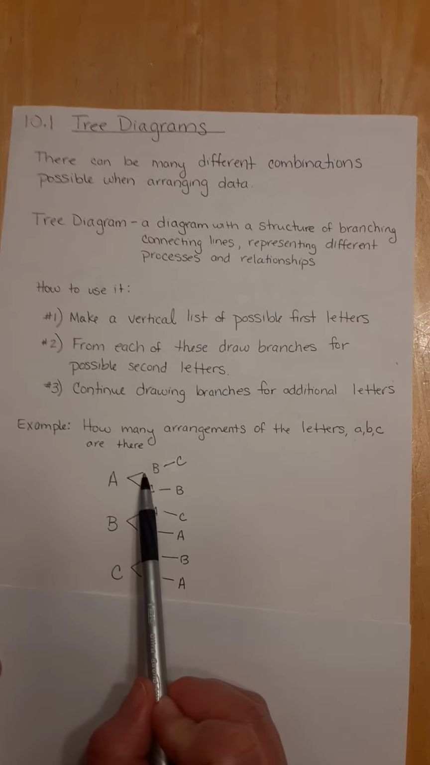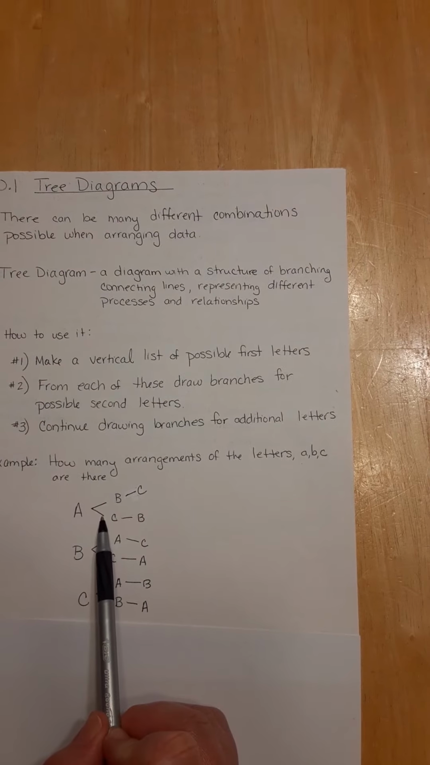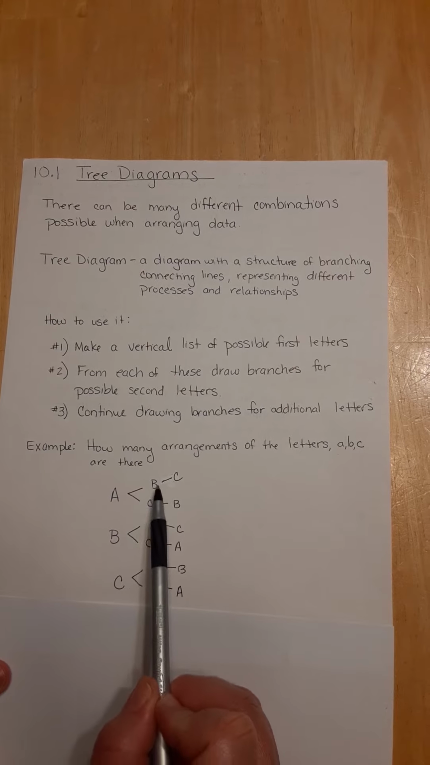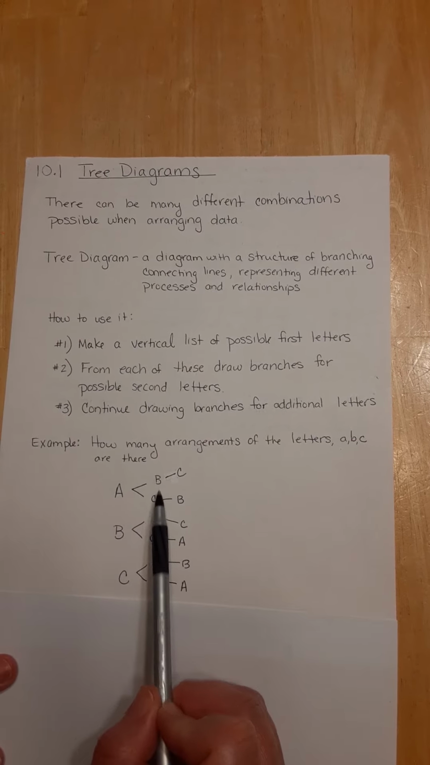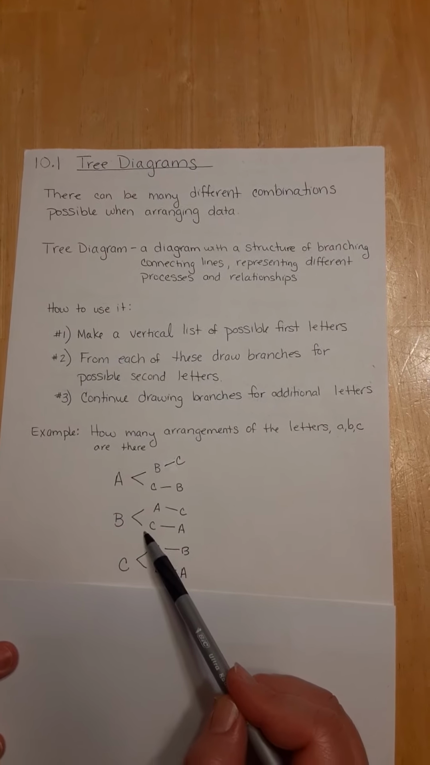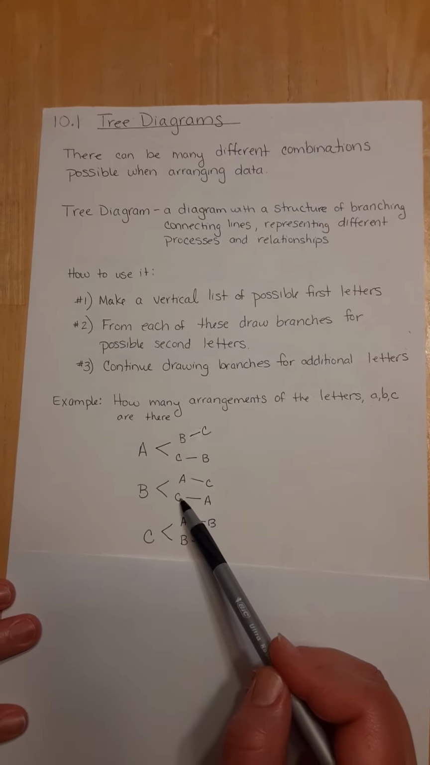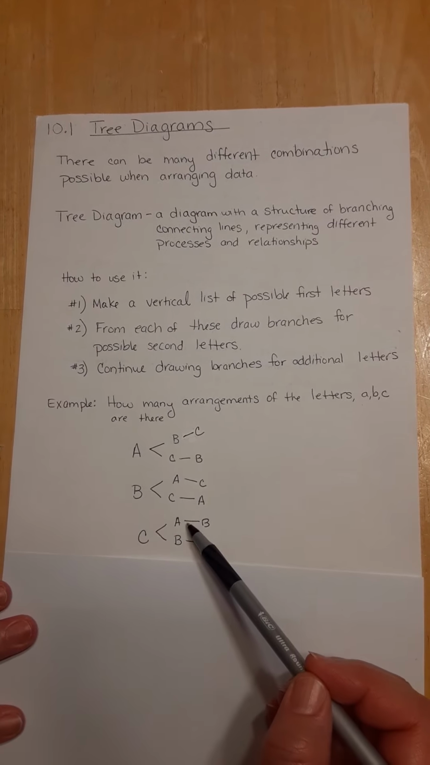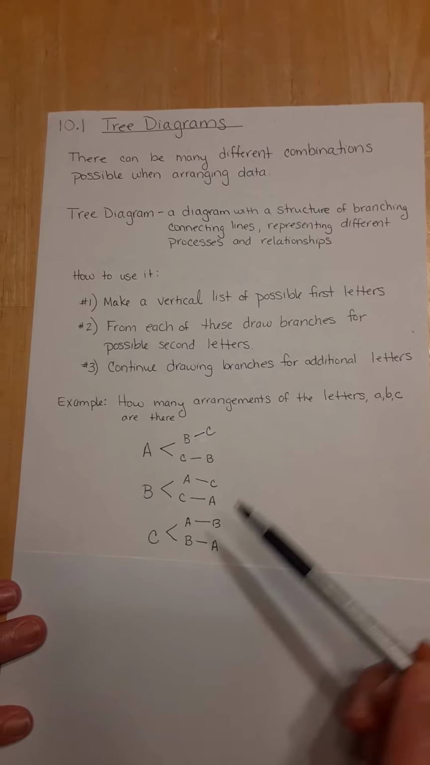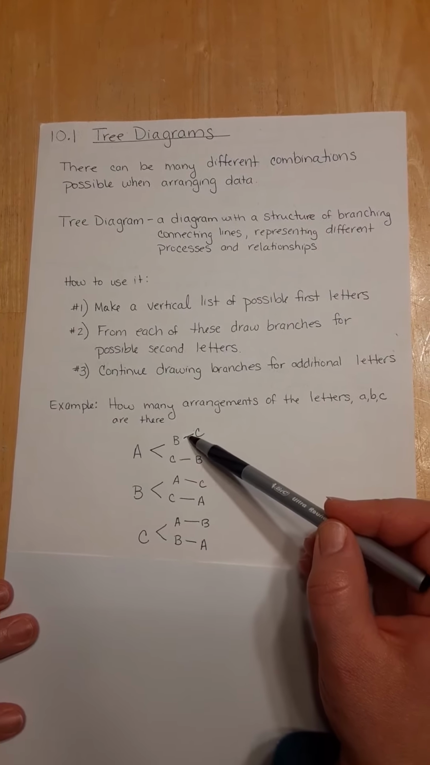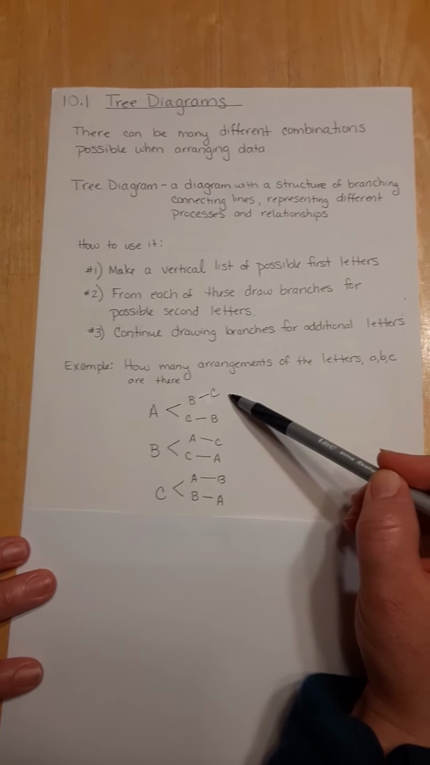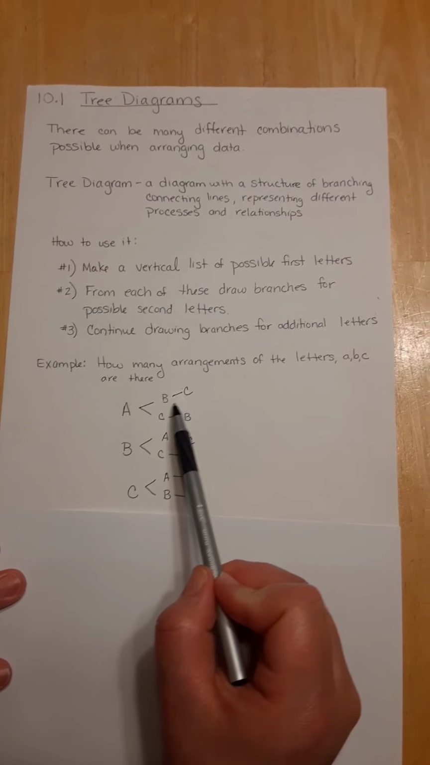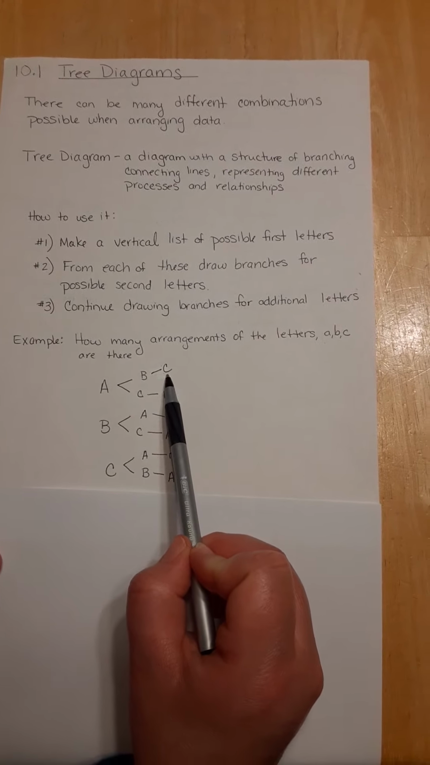Here, the next step is I have 2 branches because I've got 2 other letters that I can use. I can't repeat A, so my other options were B, C. For B, my other options were A and C. For C, the only other options I have are A and B. Now I need to do one more branch because I have the 3rd letter to worry about. Since I can't repeat the letters, my only option here was C.